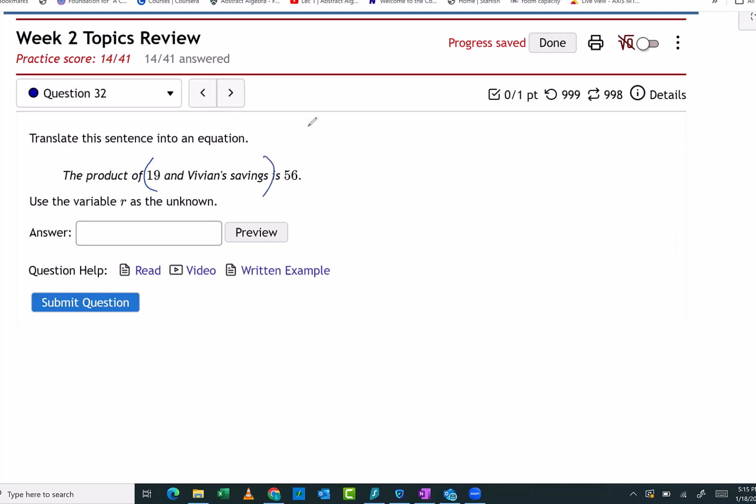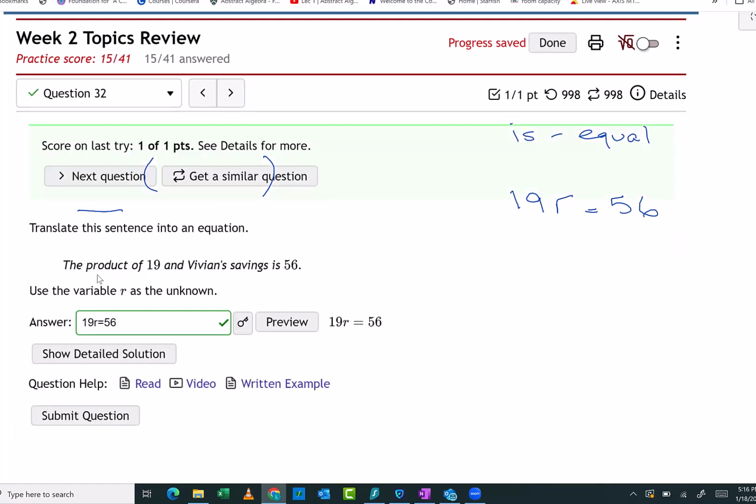19 and Vivian's savings is 56. "Is" is the same as equal. So we're saying the product, which means 19 and Vivian's savings, we don't know what Vivian's savings is. So we're going to use R, because it tells me here to use R, is 56. And that is all we need to do. It does not ask us to solve this. See, we're not solving it. It's not asking us what is R. It's asking us to write the sentence into an equation.